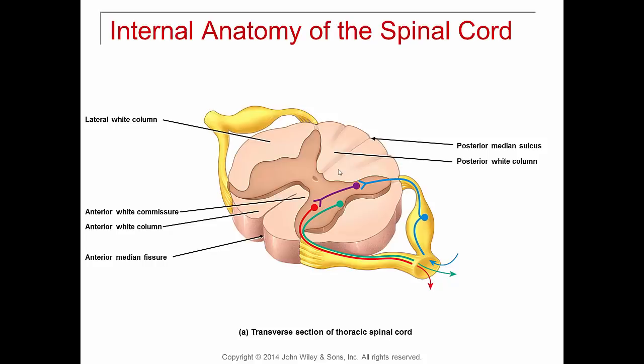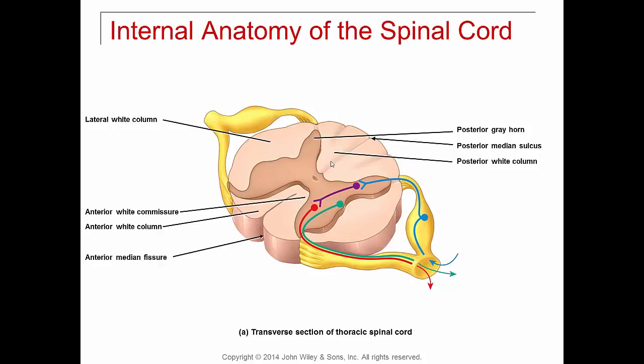Connecting the right and left halves of the spinal cord are the white commissures. In the image here, we have them labeled the anterior one, but there's also a posterior one as well that would be around in this region. That will allow signals to move from one side of the spinal cord to the other side of the spinal cord, or one side of the body to the other side of the body.